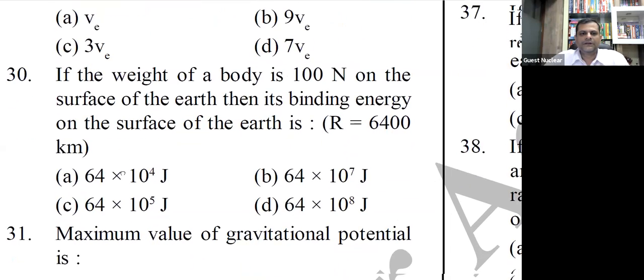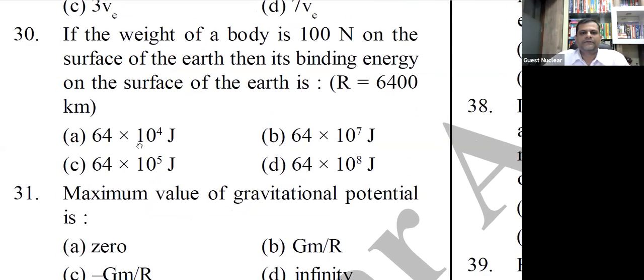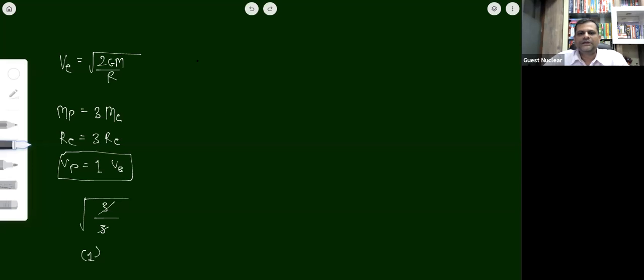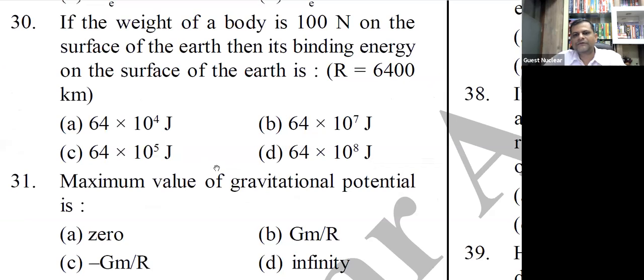Yes. Question number 30. If the weight of a body is 100 Newton on the surface of Earth, then its binding energy on the surface of Earth is. Okay, so weight of the body is given and we want to find out its binding energy. It's very easy. See here, binding energy is nothing but GMm upon 2 times of R plus H, as we have just seen. But this is not the binding energy of a body which is just kept.